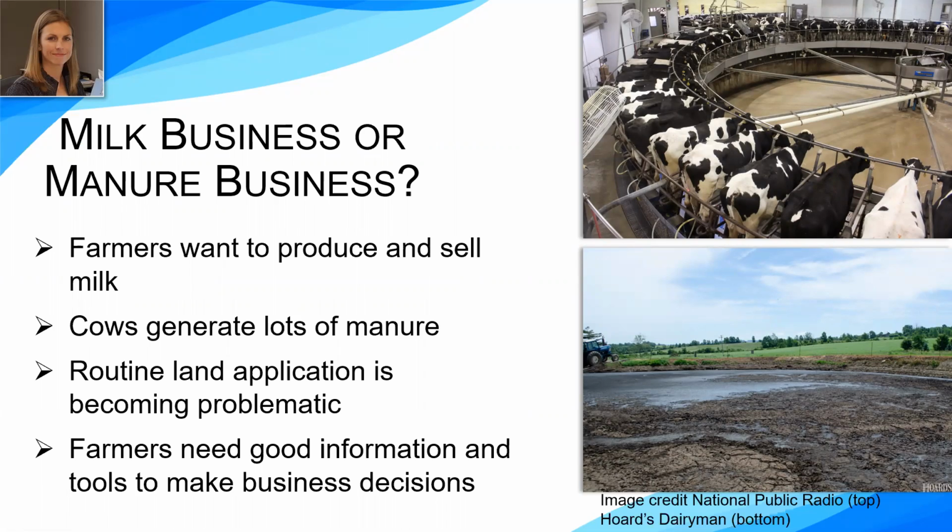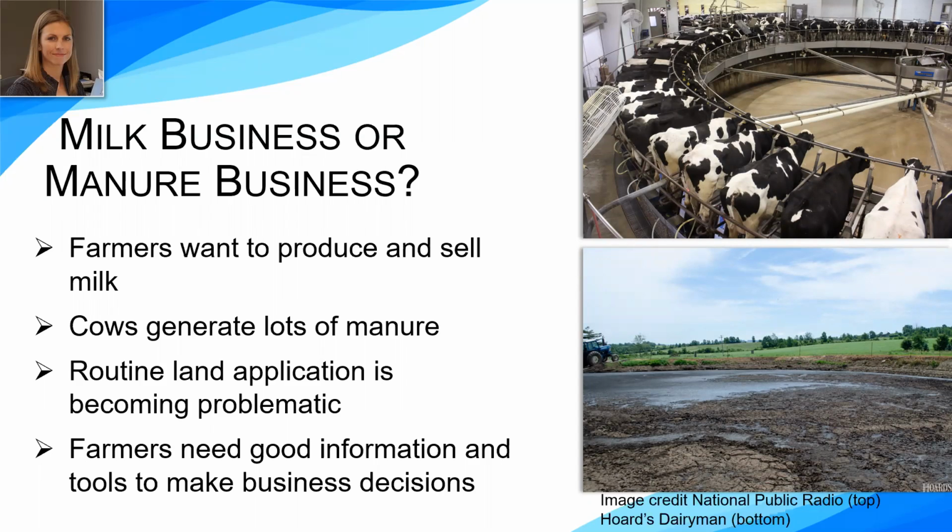Dairy farmers have always been in the business of producing and selling milk, with a long history of returning manure nutrients back to the land for crop production. But due to the growth in farm sizes and increasing regulatory or other pressures, typical collection, storage, and land application activities may be problematic. Additional manure processing might be needed, but farmers also need good information and tools to make best business decisions in managing these valuable nutrients on farm.